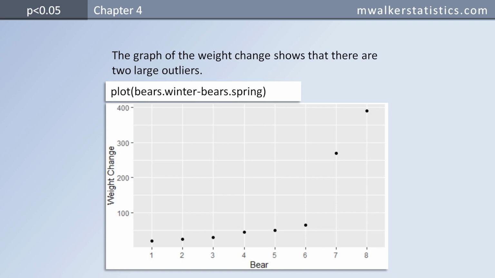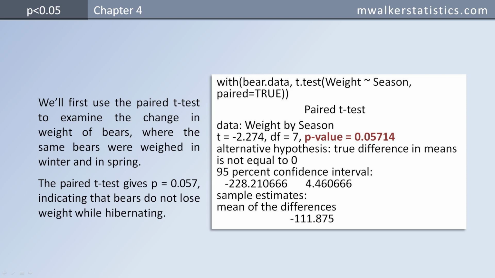The graph of the weight change shows that there are two large outliers. We'll first use the paired t-test to examine the change in weight of bears, where the same bears were weighed in winter and in spring. The paired t-test gives p equals 0.057, indicating that bears do not lose weight while hibernating.